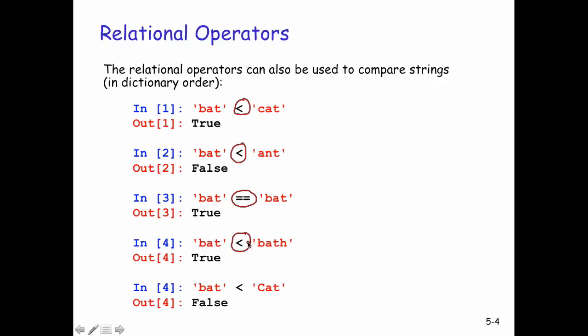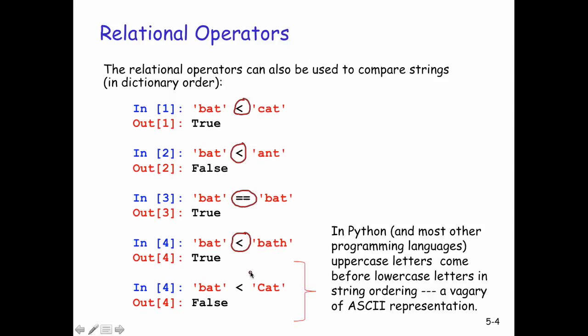And now here's a really odd one. You might think that lowercase bat should come before uppercase cat in the dictionary. But in computer languages, all uppercase letters are considered to come before any lowercase letter. So lowercase bat, in fact, comes after uppercase cat in dictionary order in computer languages. So if we ask, does lowercase bat come before uppercase cat, the answer is actually false.